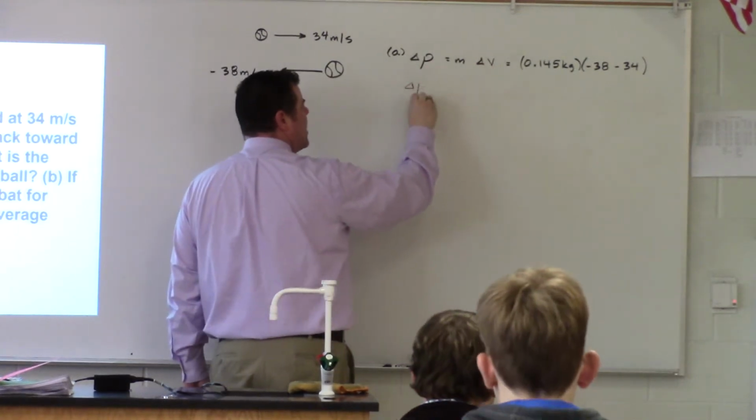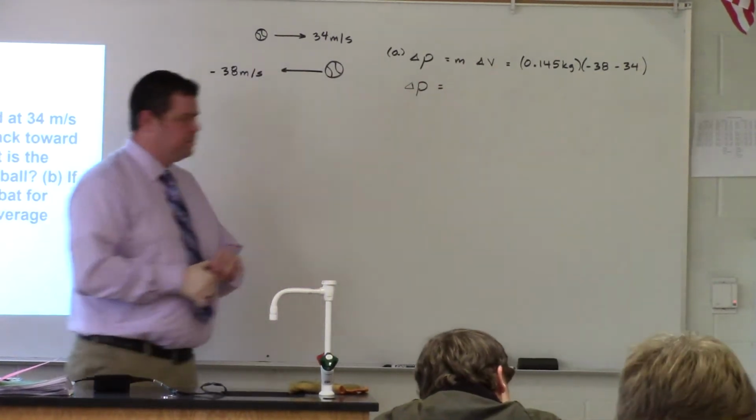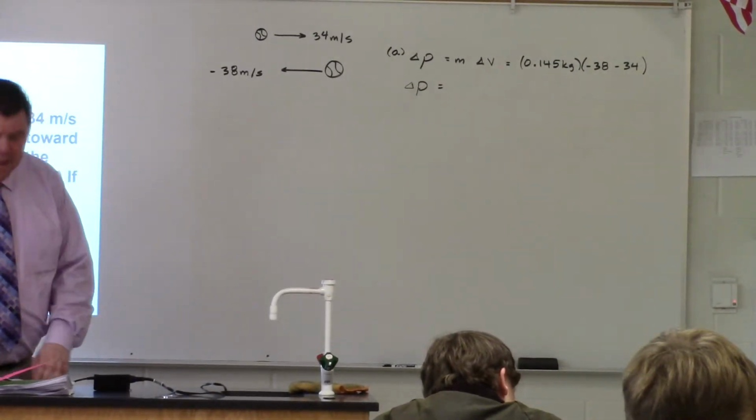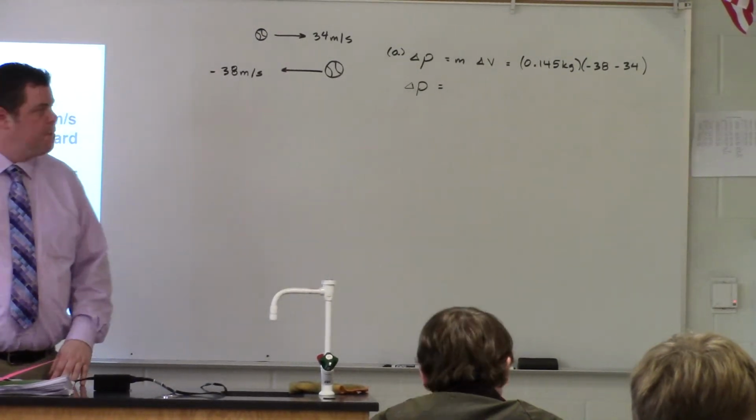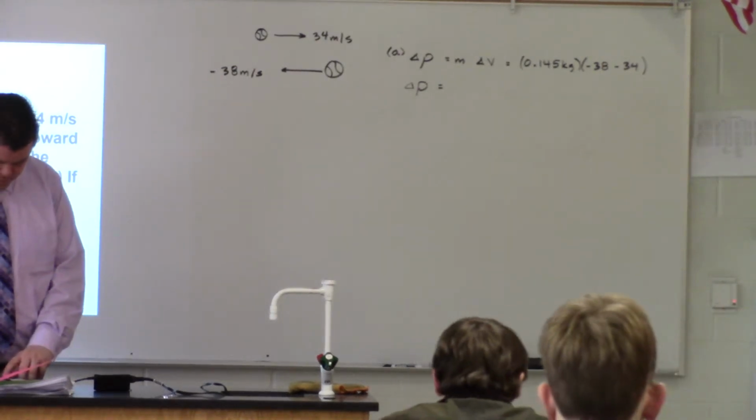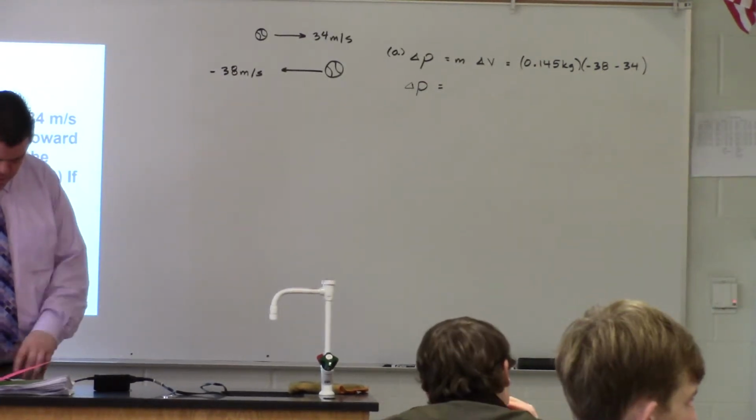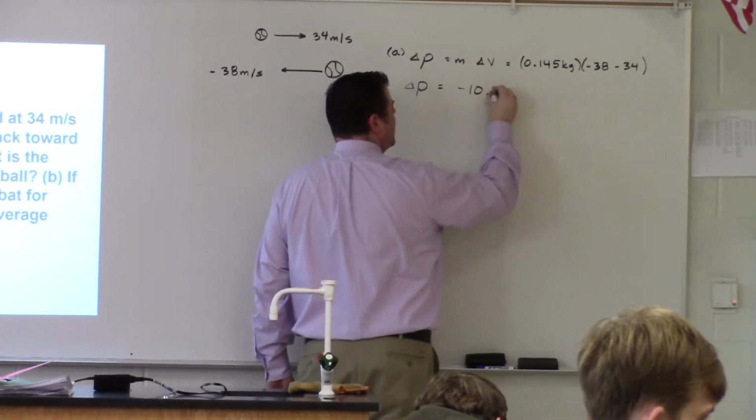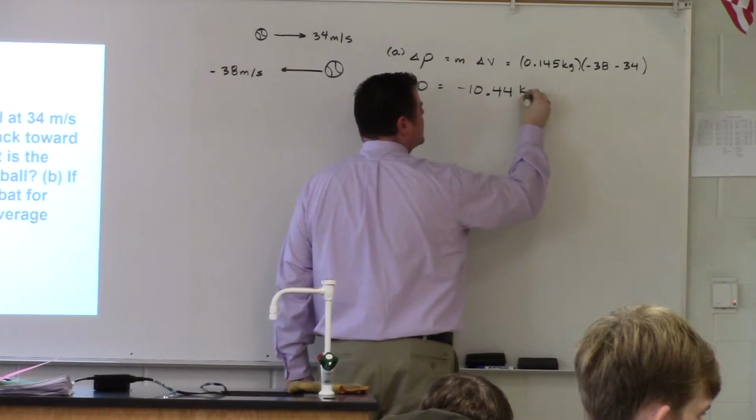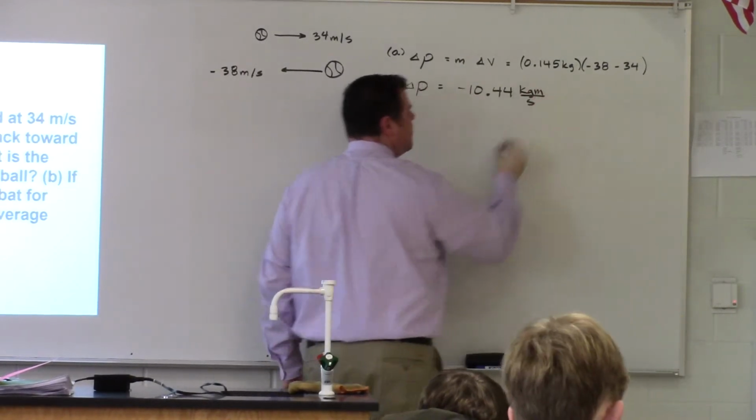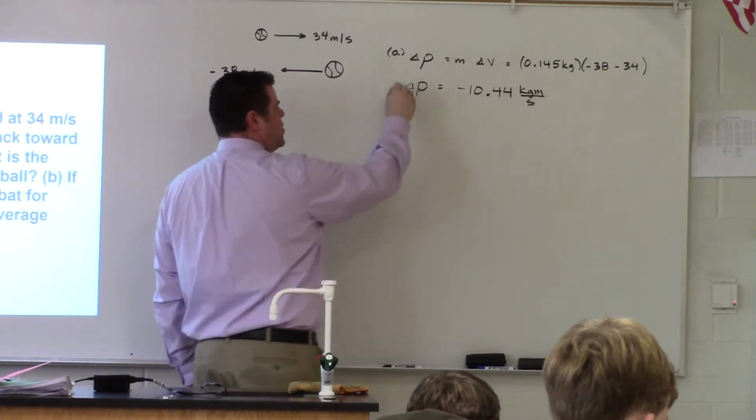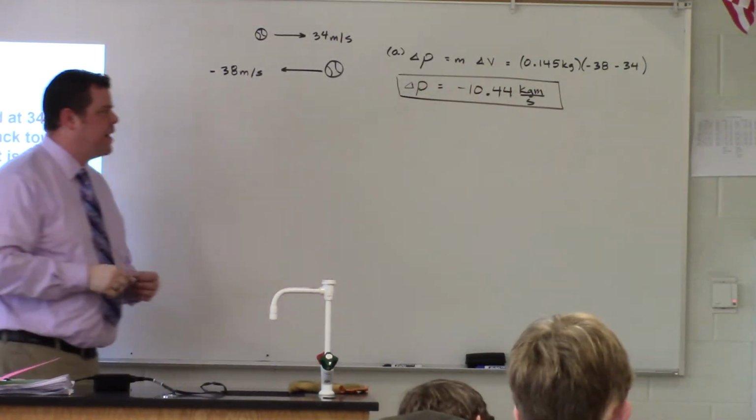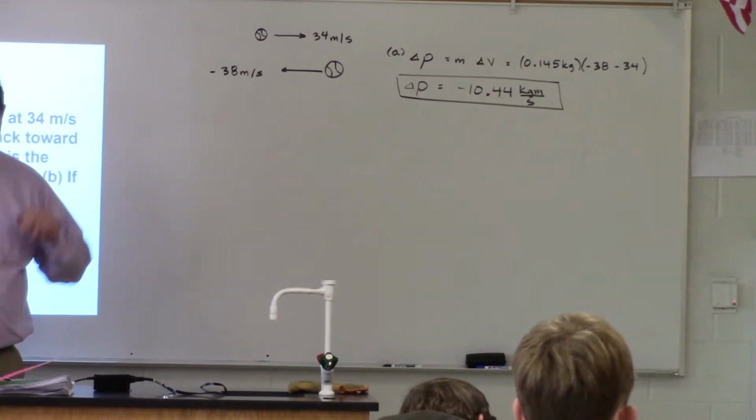So your overall change of momentum is 0.145 kilograms, because kilograms are the SI units for mass, times that change of velocity, which gives 10.44, and I'm going to make it negative because the momentum has changed in the direction of the negative. It's going back towards the pitcher. So our change of momentum is 10.44 kilogram meters per second in the negative direction.